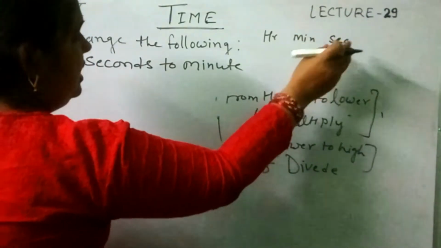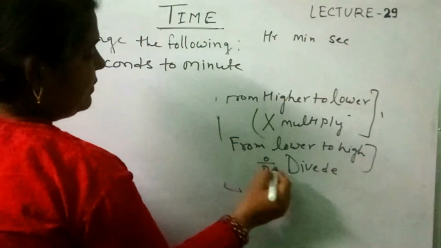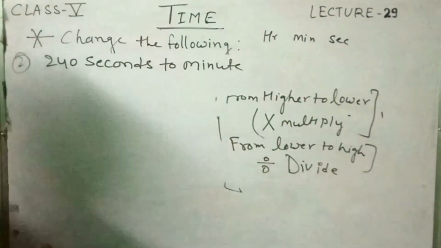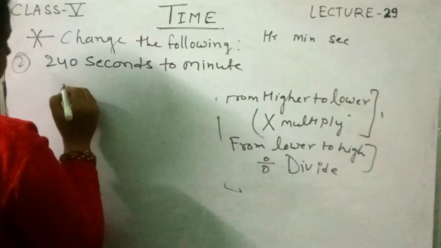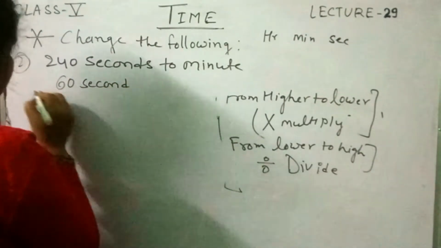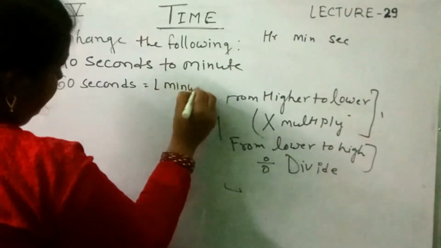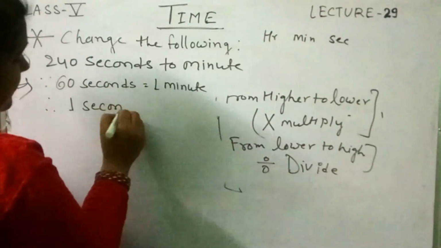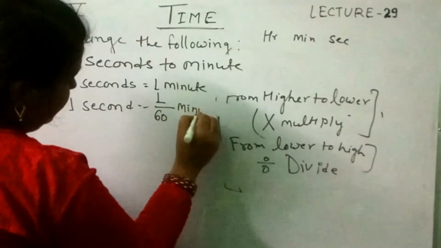You have to convert the lower unit to the higher unit. At that time what symbol do we have to use? We have to use divide. Okay. So see here, first you write 60 seconds is equal to 1 minute. Then 1 second is equal to 1 by 60 minute.